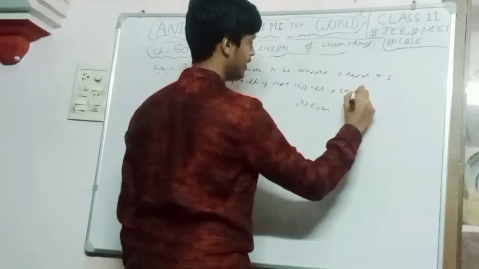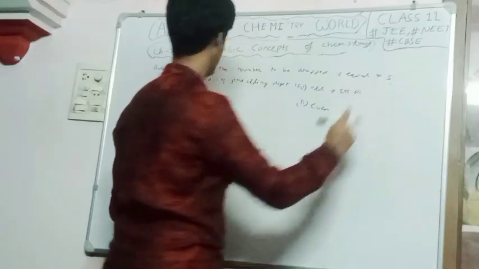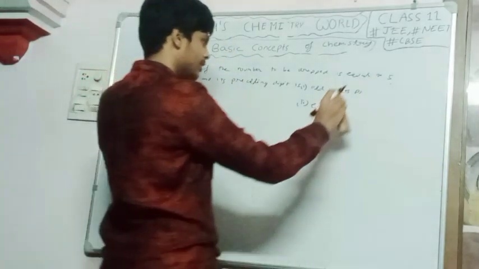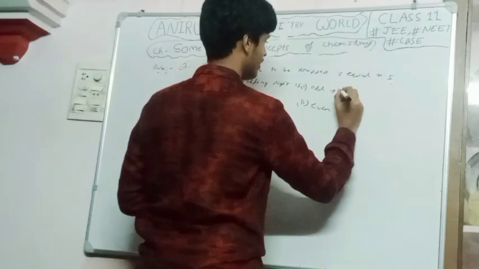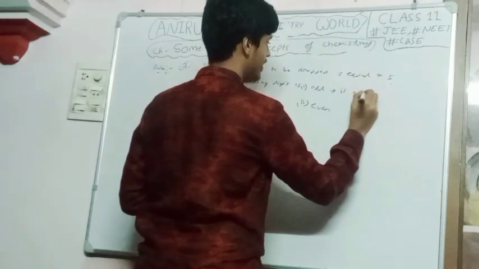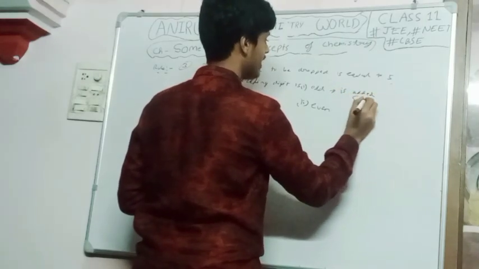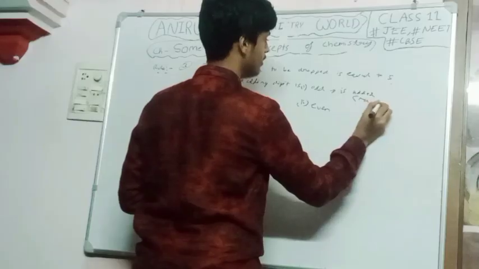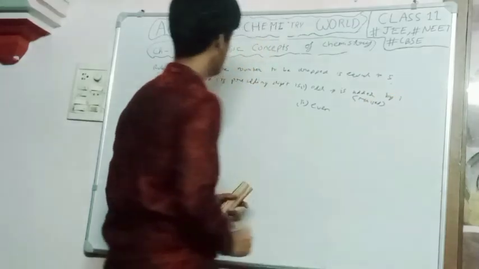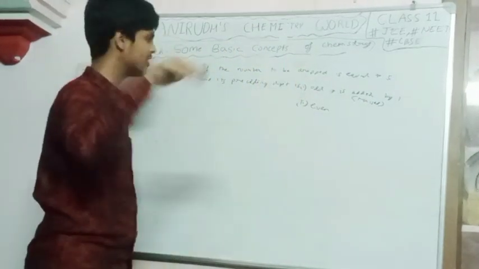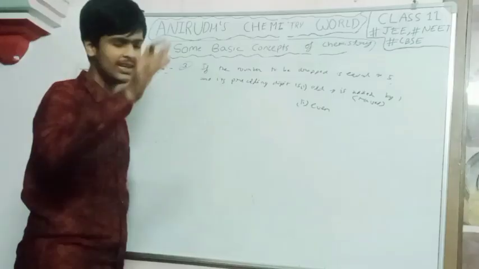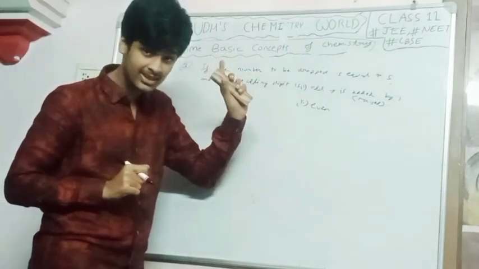If this is odd, then its preceding digit is added or raised by 1. This means if the number to be dropped is equal to 5, and the preceding digit is odd, then it is raised by 1.